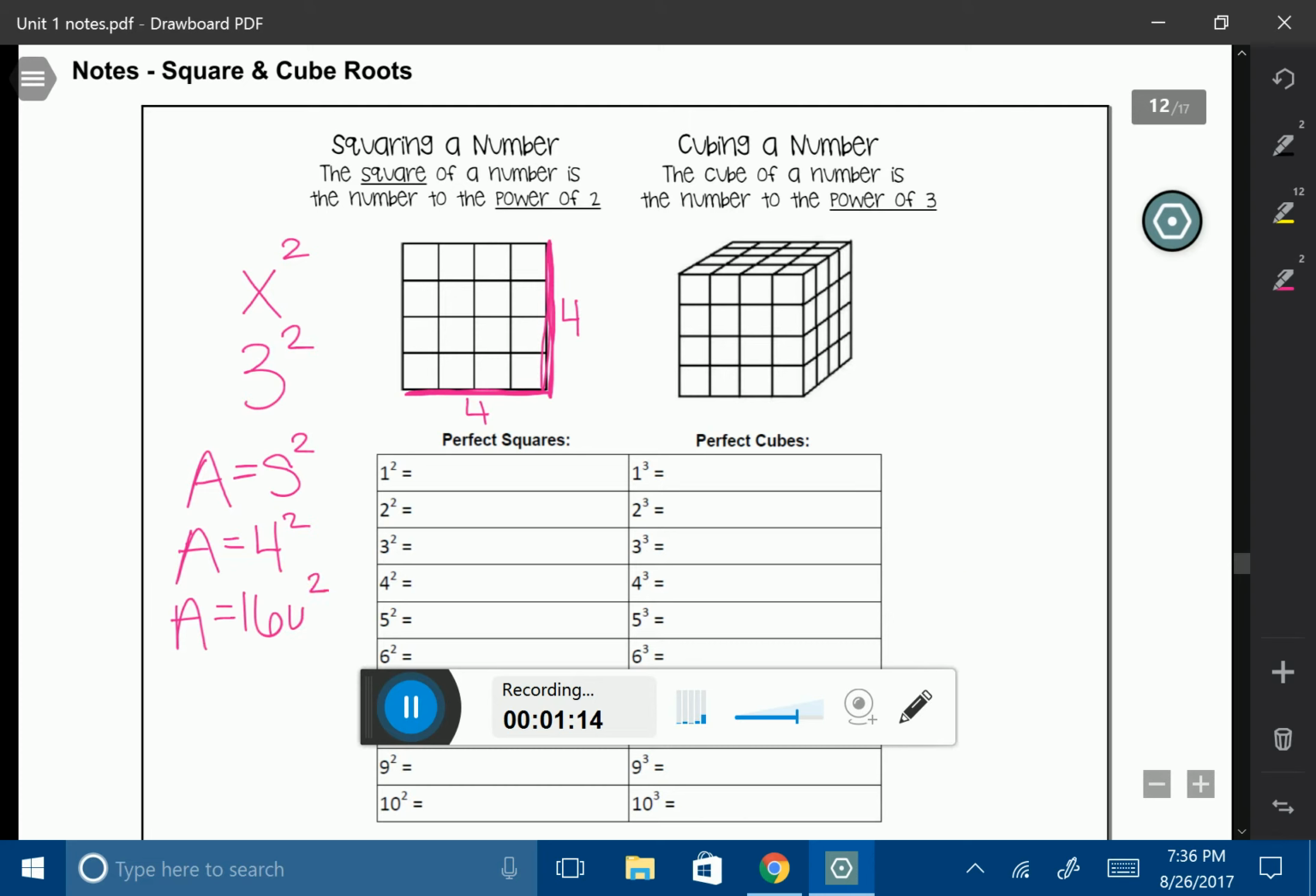And what is the 16? Well, it's actually all of these little squares. So that's essentially what you're doing whenever you square a number. You're taking the base number and you're multiplying it by itself.